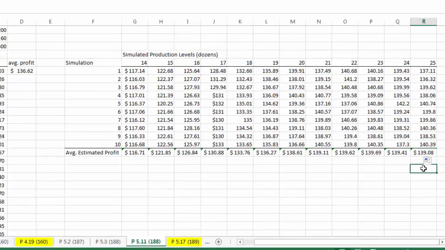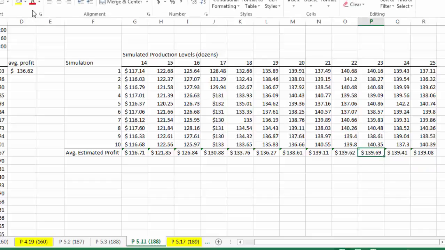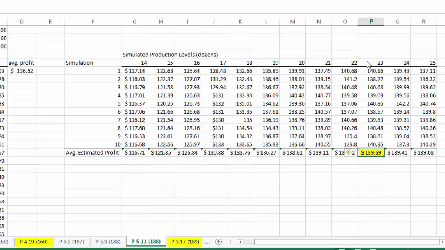So I think we've established now that this is trending downward, and my peak value right in here at 139.69, 23 dozen. So we're going to be best off in this operation making 23 dozen, and our long run expectation of profits, based on the fact that this distribution of daily demands doesn't change, is $139.69.